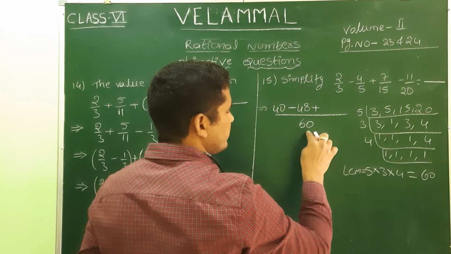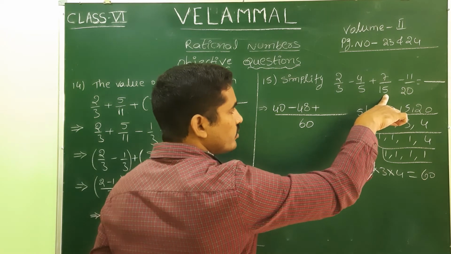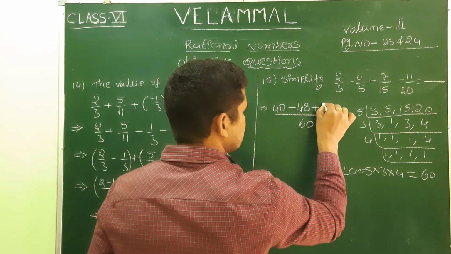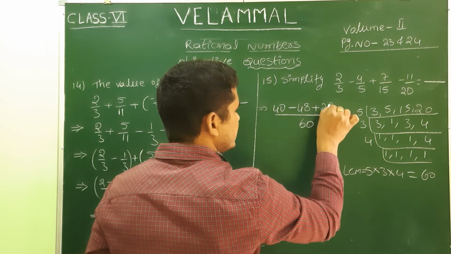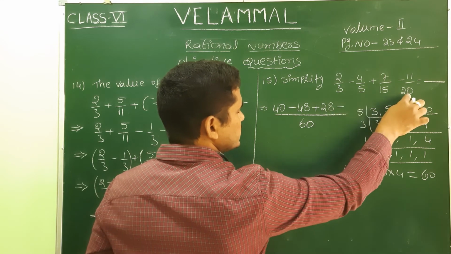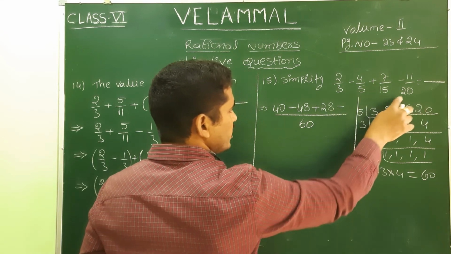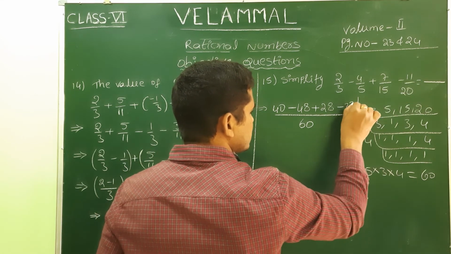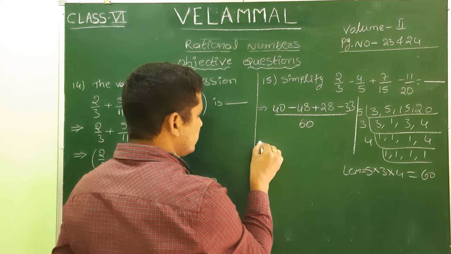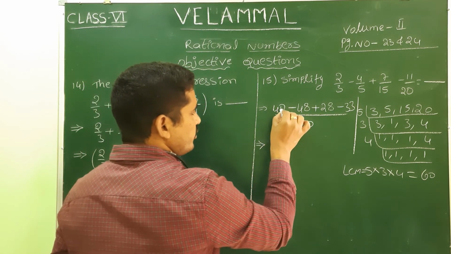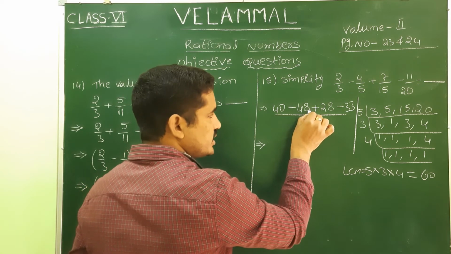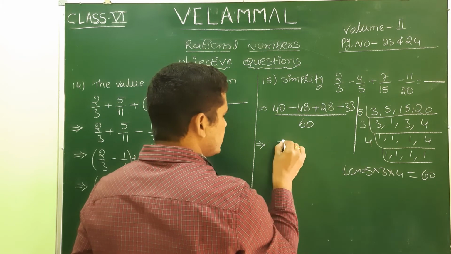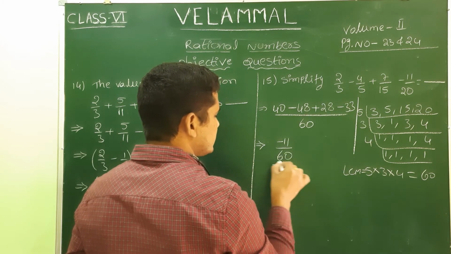Plus again 60 divided by 15 we need to do with this denominator. If we do that, 4 will come, 4 sevens are 28. Minus 20: 60 divided by 20, we will get 3. So 11 3s are 33. Now simplification of this. 40 minus 48 is minus 8. Minus 8 plus 28 is plus 20. Plus 20 minus 33 is minus 13 by 60 will be the answer.